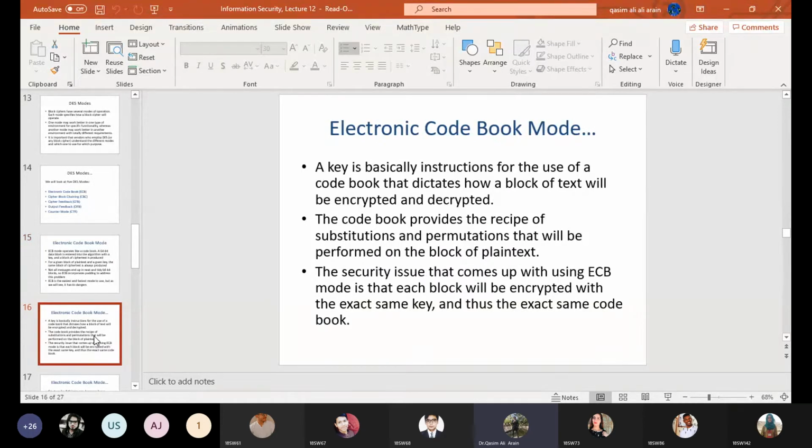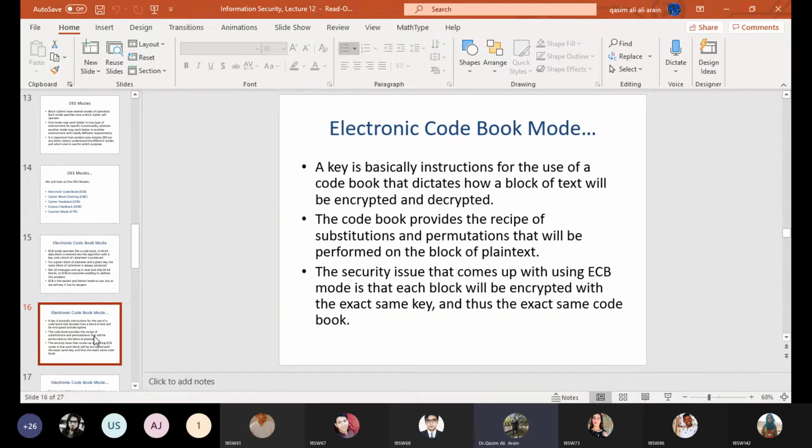A key is basically instructions for the use of a code book that dictates how a block of text will be encrypted and decrypted. You need to understand this: the key is used with your plain text to determine how your data is going to be encrypted and how it's going to be decrypted, because it's a symmetric algorithm. Since it is symmetric, the key will be used, and the key decides what type of encryption you have to apply and how to decrypt it.